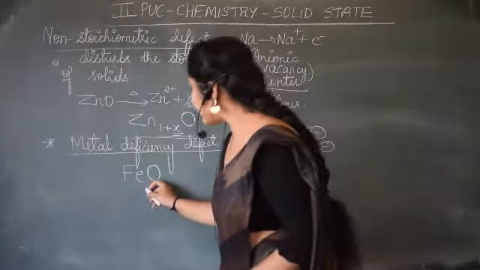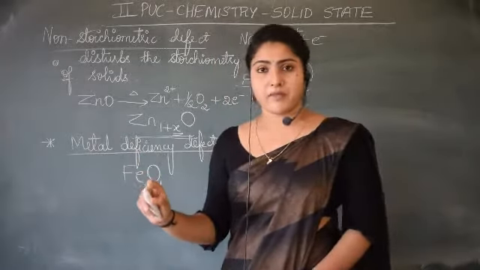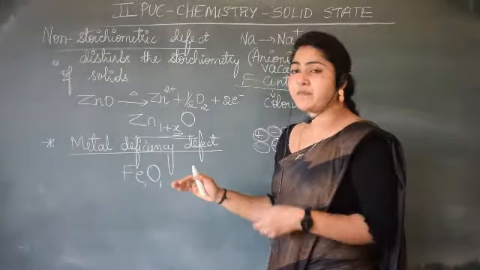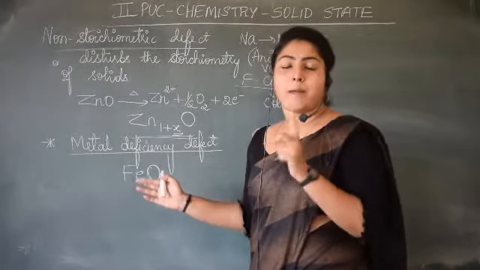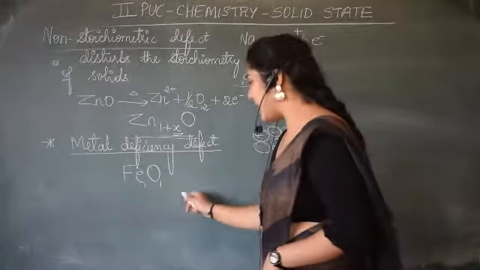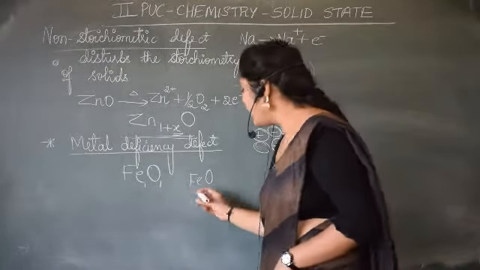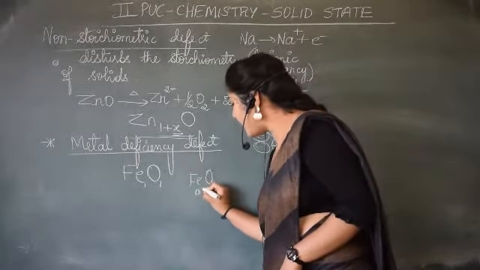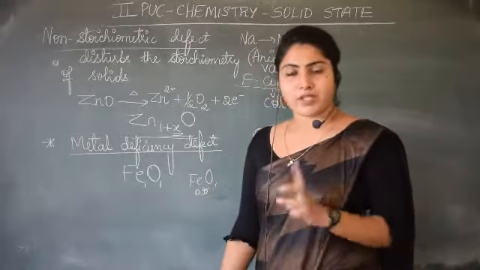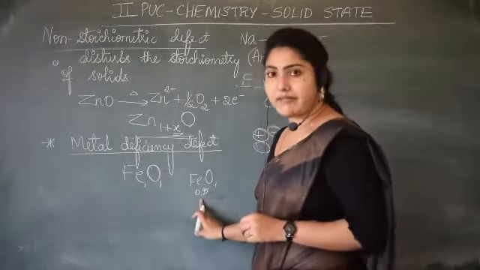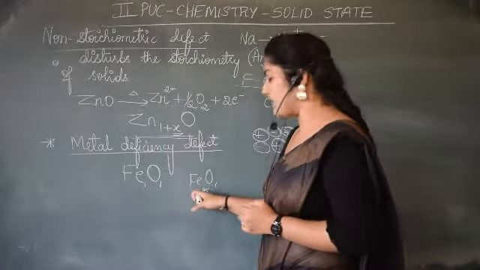Expected stoichiometric ratio is Fe is 1, that is iron is 1, oxygen is 1. But in fact, we expect the stoichiometric ratio to be 1:1, but it doesn't happen so. Instead, iron and oxygen will be present in the ratio where iron is 0.95, whereas oxygen is 1. So you can make the difference. It's not exactly 1, it is 0.95. That means there is deficiency of the metal ions.